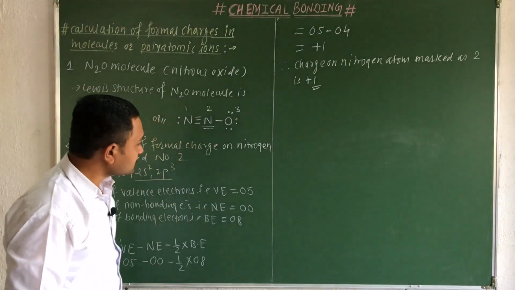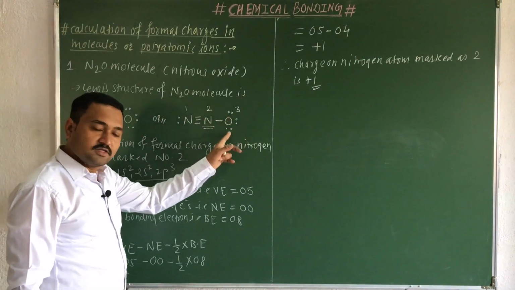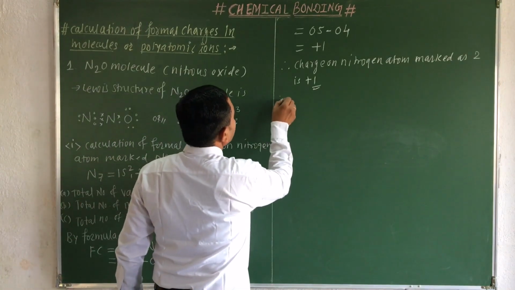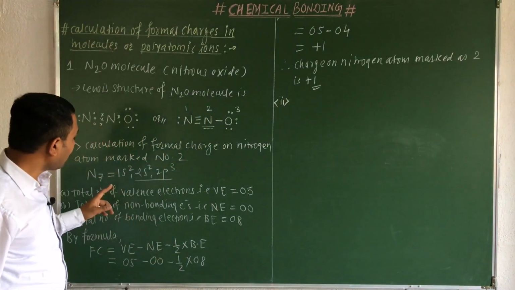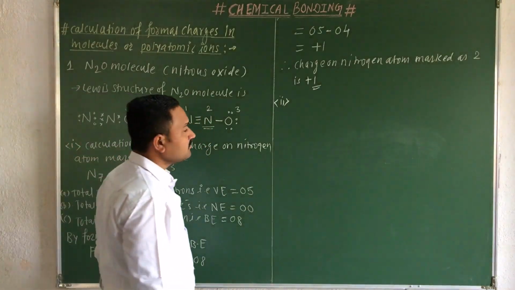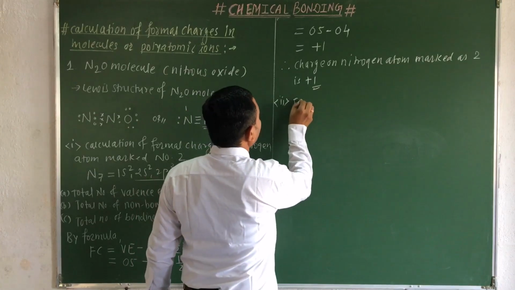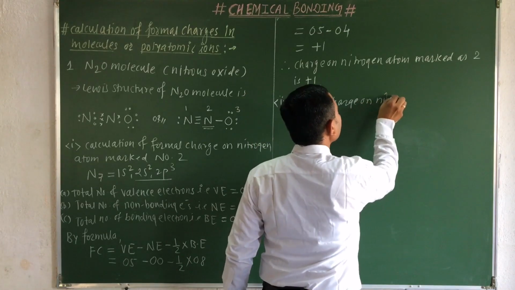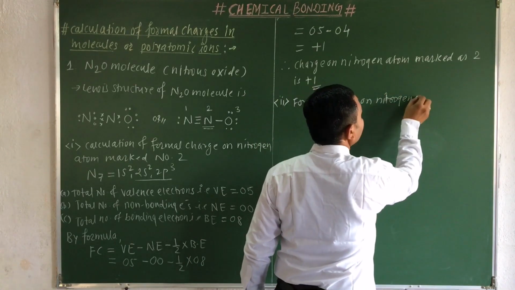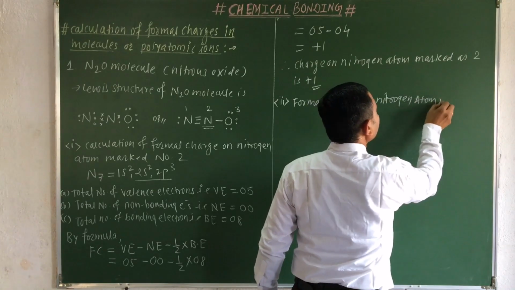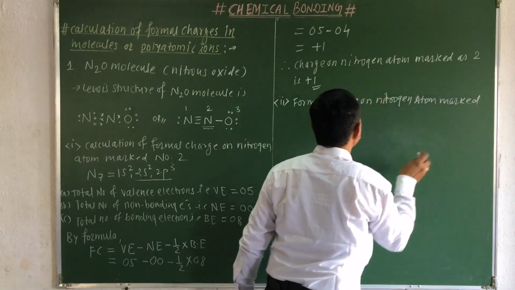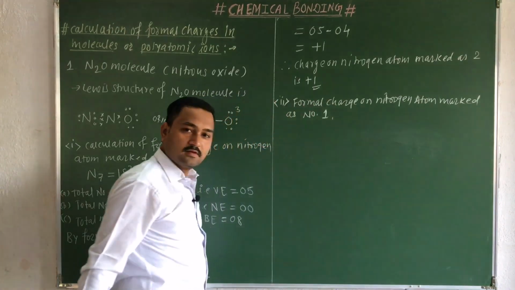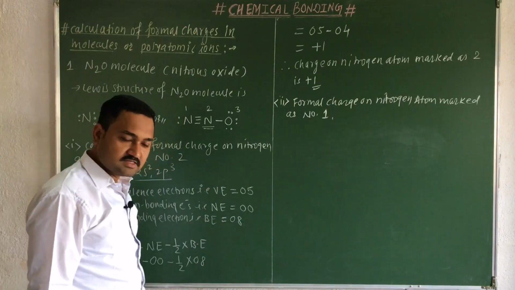Okay, now in the similar fashion we can find out the charge on the nitrogen atom which is marked as number 1. So let us find out the formal charge on the nitrogen atom which is marked as number 1. So the calculation of formal charge on the nitrogen atom marked as number 1.